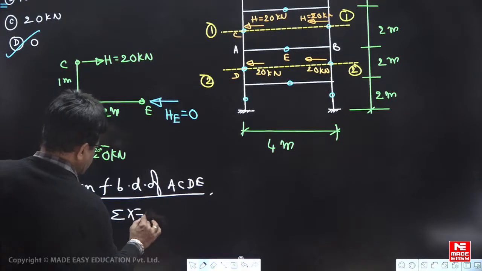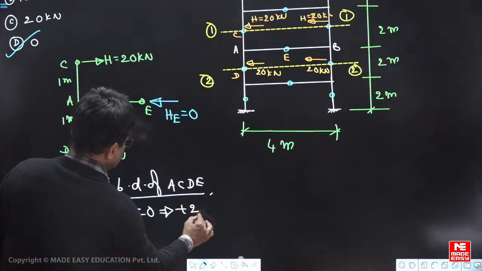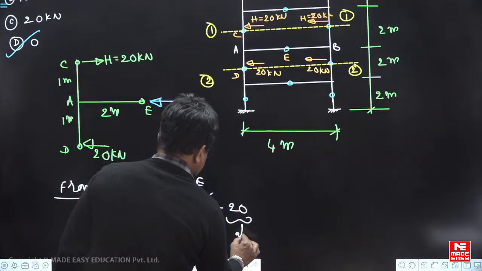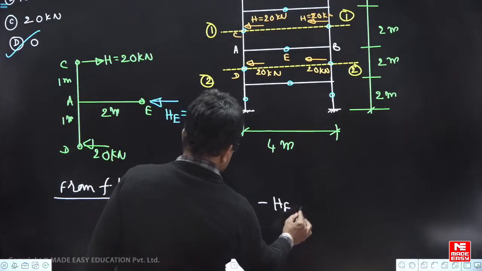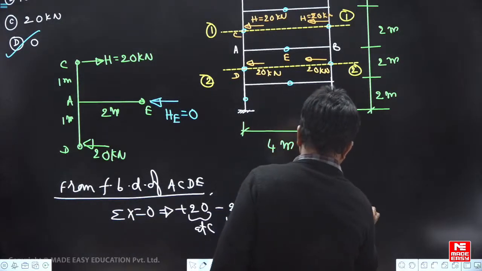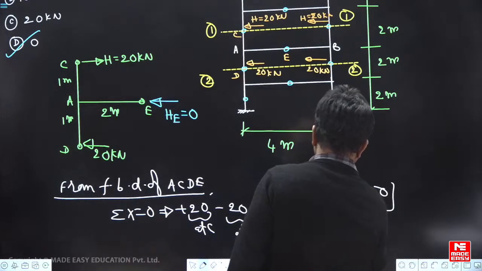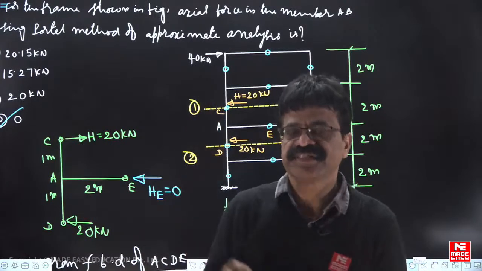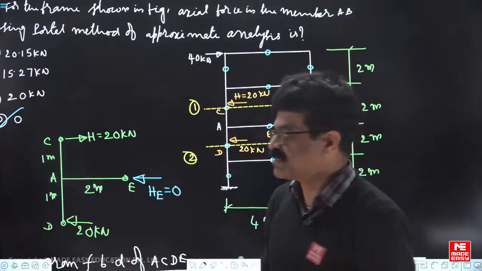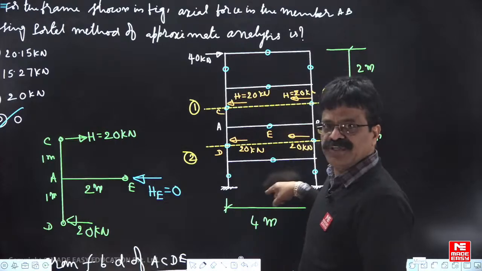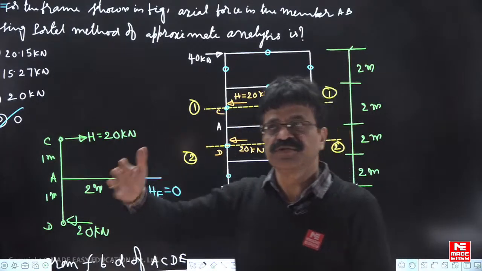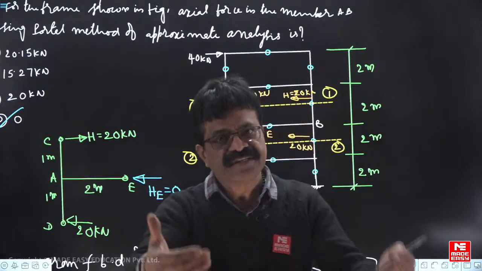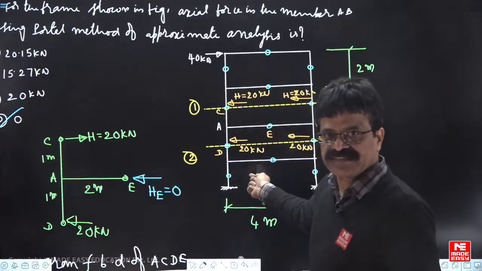If I write sigma x is equal to 0, plus 20 acting at C, minus 20 acting at D, minus HE is equal to 0. This type of analysis you have done in the steel structures also, in the design of battens. This is a built up column you have taken, axial force in the batten is 0, shear force is Vc by Ns, bending moment is Vc by 2n. In the derivation of that it has come like this.